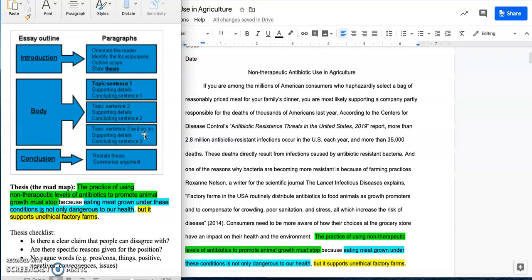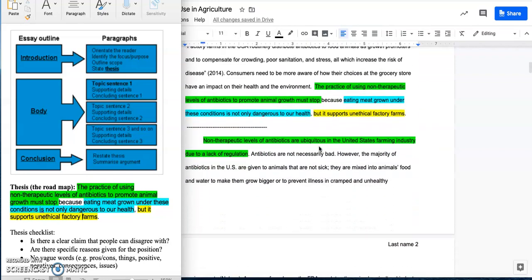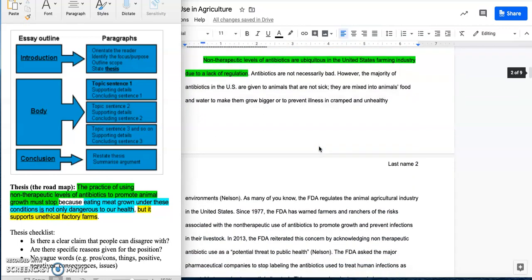So I gave you this example from this student paper, but it doesn't mean it's a perfect paper. I just want you to think about how it goes through. So we go through this thesis, and I've tried to highlight topic sentences to match the parts of the thesis. So part of the thesis, non-therapeutic levels of antibiotics to promote animal growth have to stop. Topic sentence, related to that, non-therapeutic levels of antibiotics are ubiquitous in the United States farming industry due to a lack of regulations.